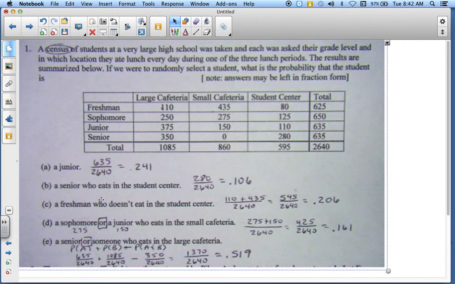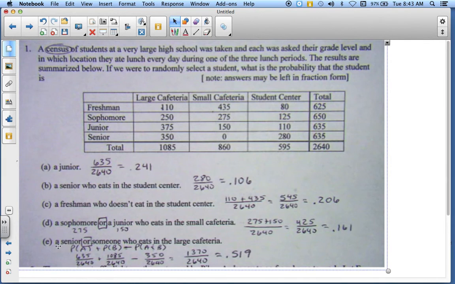A freshman who doesn't eat in the student center. Here's the freshman. That means I'm going to add this one and this one together, so 110 plus 435, which is 545 over 2640, which is 0.206. Now here's an "or" statement: a sophomore or a junior who eats in the small cafeteria. In this case, this is not one or the other. It's a sophomore or junior who eats in the small cafeteria. So if you look at the small cafeteria, sophomores and juniors add up to 425, and 425 over 2640 is 0.161.